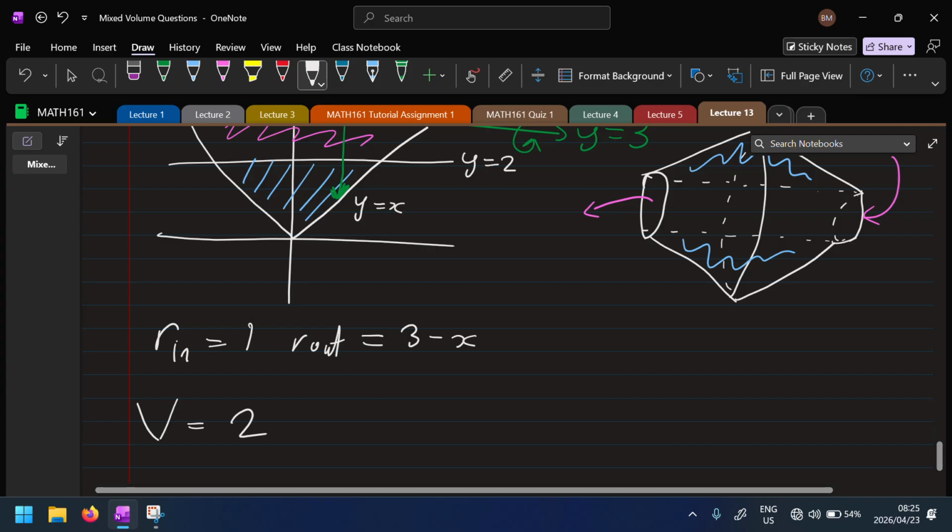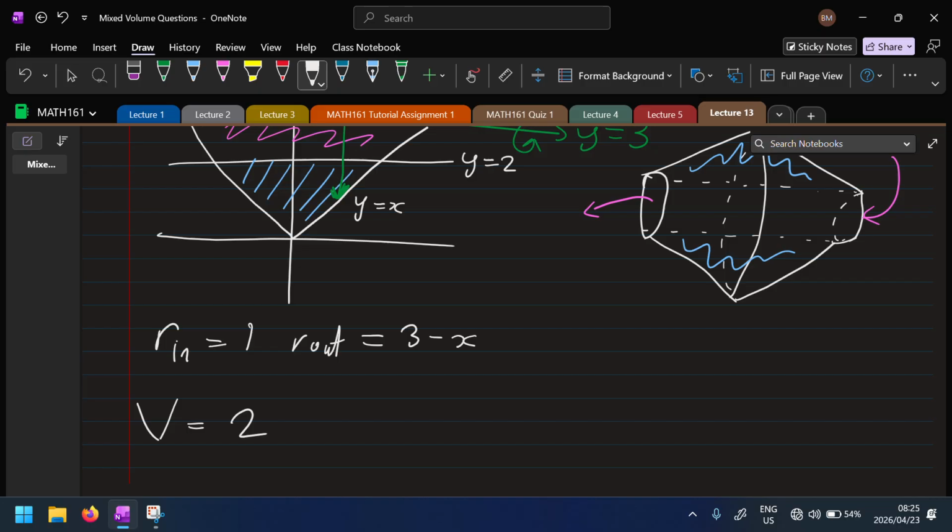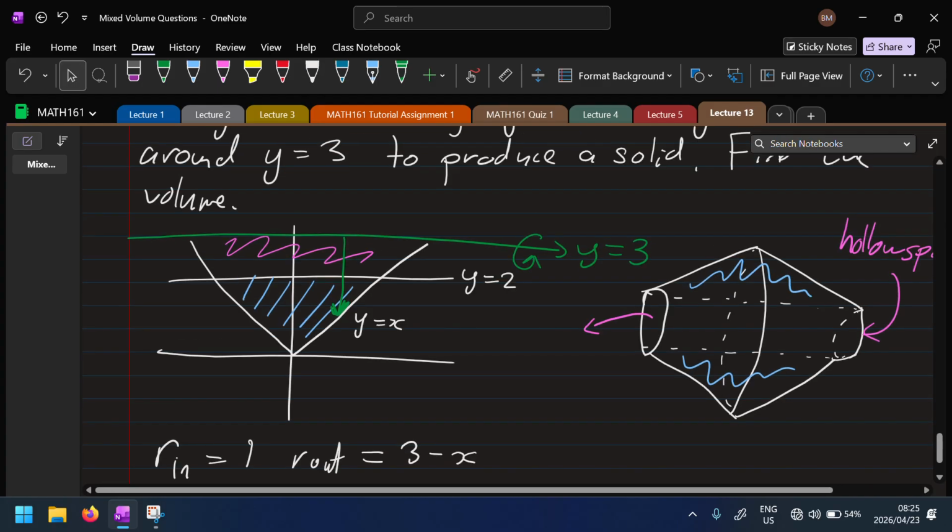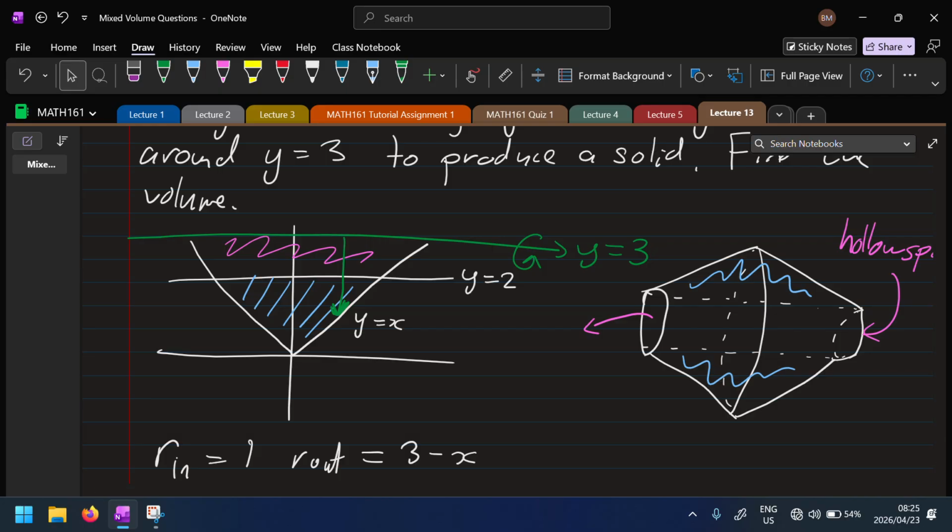So I'm going to put a 2 here because we're going to do half the volume and then double it. So this will be 2 integral from 0 to 2. We're just doing this right half. Volume of the outside shape minus the volume of the inside shape that has radius 1.